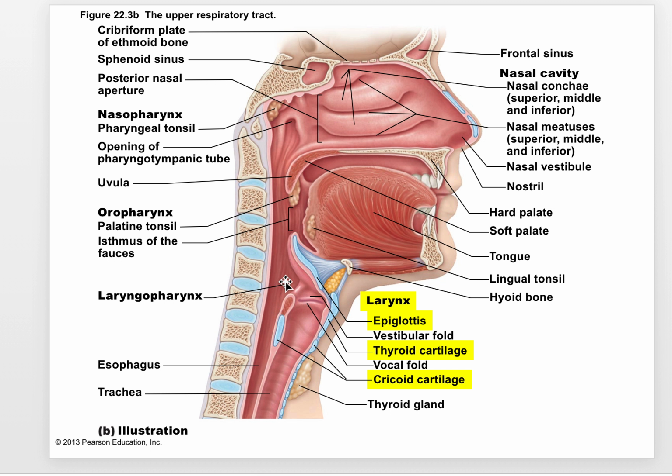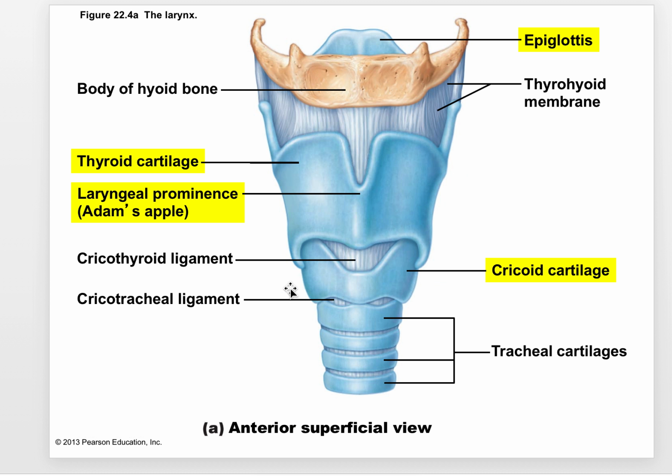And when you swallow, this epiglottis closes over the pharynx so that food does not go down into the trachea. Here's another picture of the structures. Here's the hyoid bone. This is the epiglottis behind the hyoid bone, the thyroid cartilage, the laryngeal prominence, which is the Adam's apple, and the cricoid cartilage is right below that. And below that are the cartilage rings of the trachea.